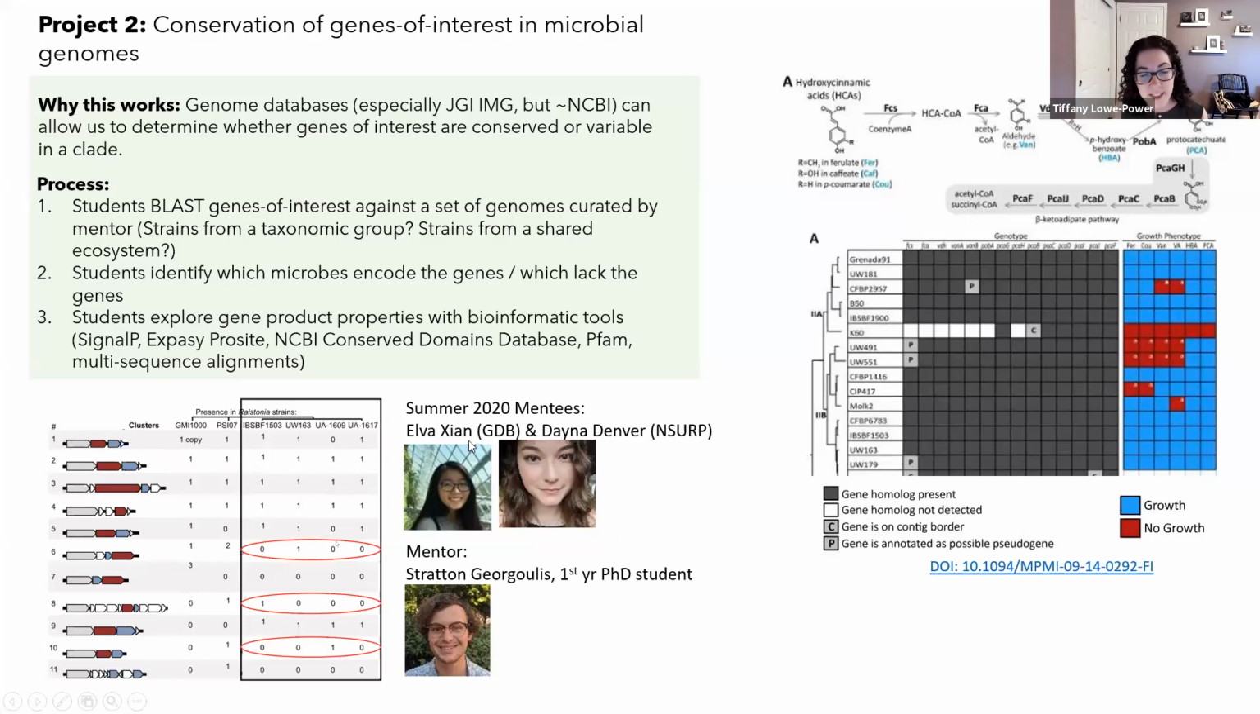My group, a PhD student in my lab, Stratton, mentored two students over the summer, a GDB student, Elva, and another remote student, to characterize the distribution of all of these genes in several bacterial genomes. It works because we can use some web-based tools. There are a lot of genome databases, and the mentors have some specific knowledge of which genes are interesting to look at.